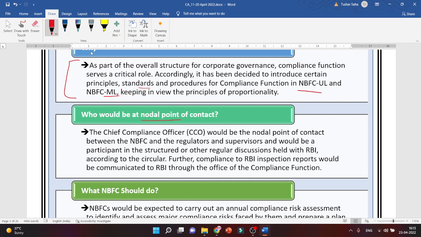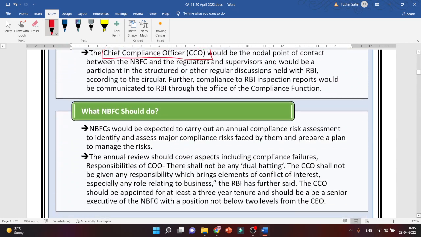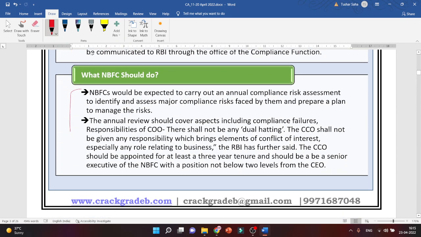Then who would be the nodal point of contact? It would be the Chief Compliance Officer, right? And this particular person, whosoever, he or she should not be given any other responsibility. So that person will be particularly responsible for the compliance function of the NBFC, nothing else. Then what should NBFC do? If you read this, the Chief Compliance Officer will be appointed for a period of at least 3-year tenure and should be a senior executive in the NBFC with a position not below 2 levels from the CEO. So the structure is also defined.